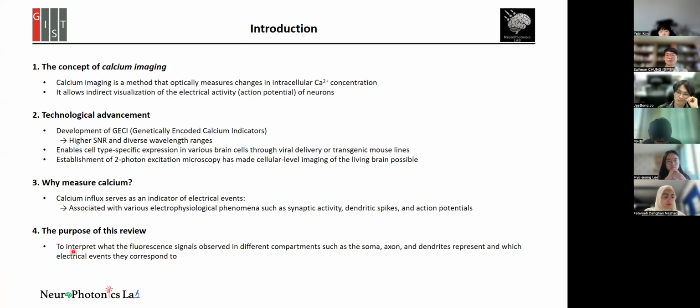The purpose of this review is to interpret what the fluorescence signals observed in different compartments, such as soma, axon, and dendrites, represent and which electrical events they correspond to.